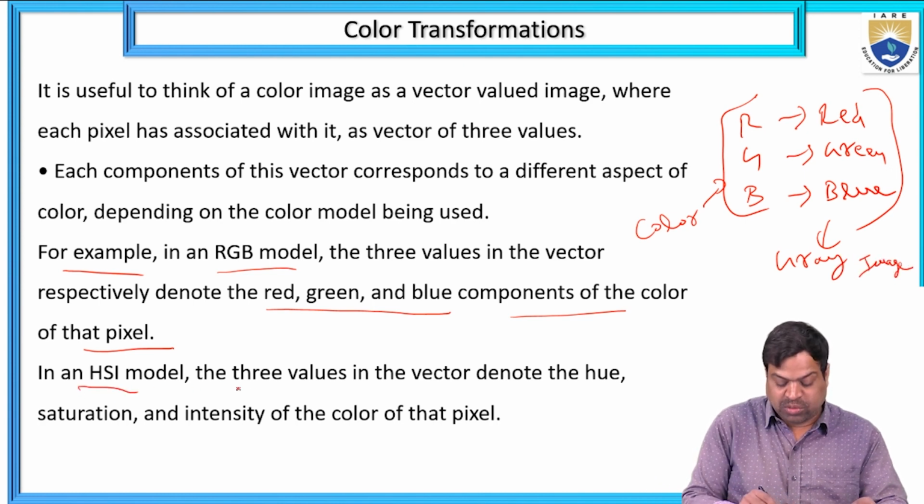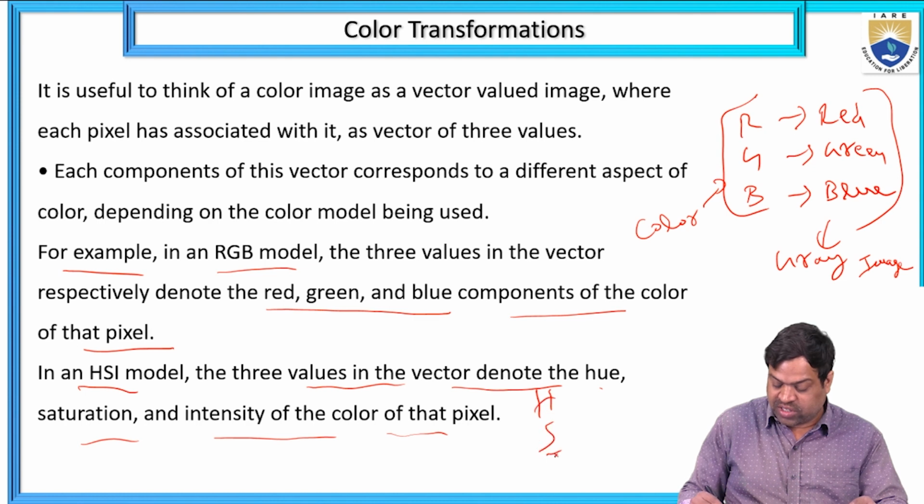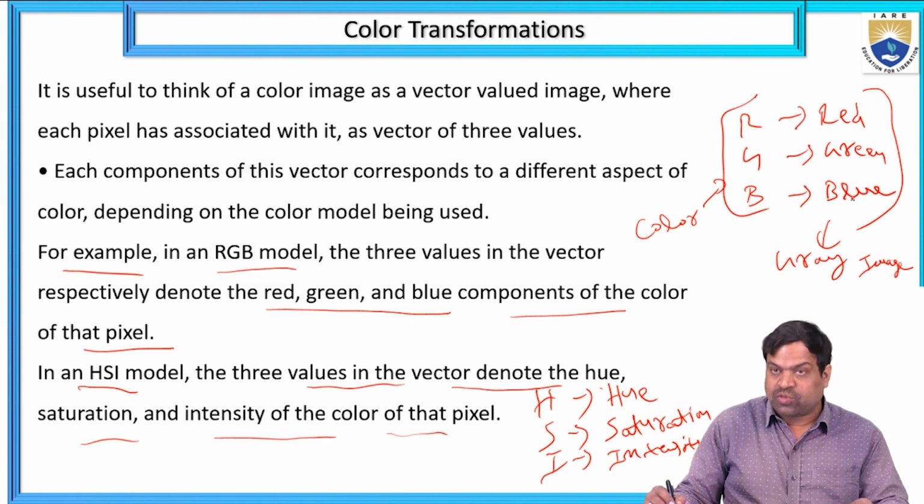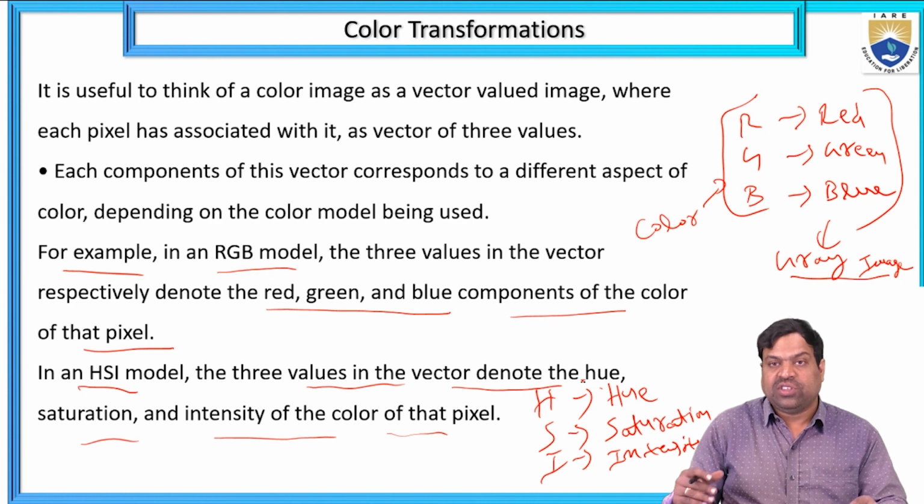In the HSI model, the three values in the vector denote the hue, saturation and intensity. So, RGB is one type of image, and there are grayscale and HSI. These are the techniques, these are the images we are converting from one form to another form.